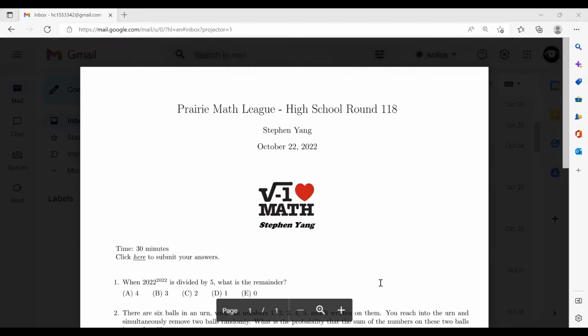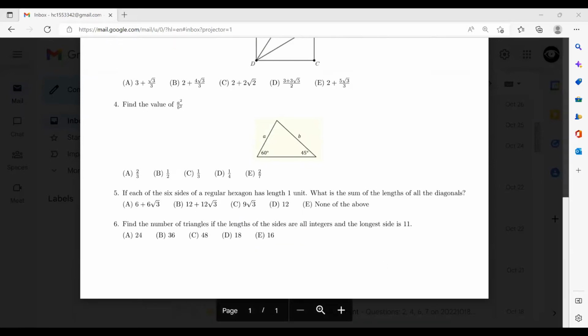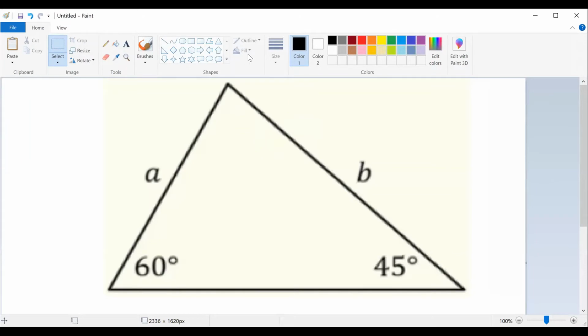Today I will be doing Prairie Math League number 118 by Steven, questions 4 and 6. For question 4, it is asking you, what is a squared divided by b squared? That's all it's asking. But anyways, I'll show you the solution.